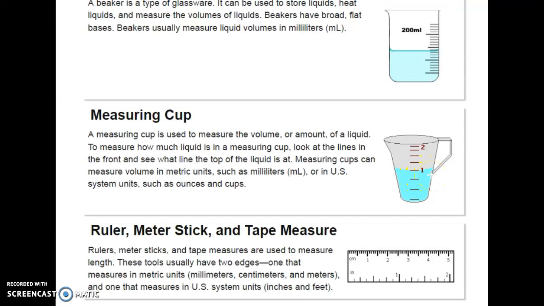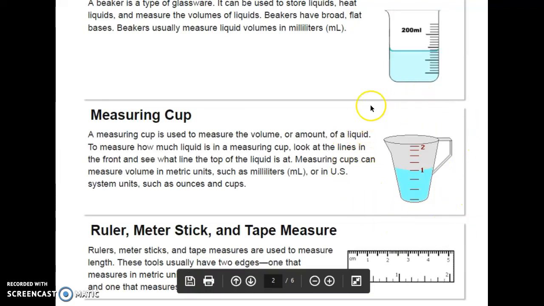Measuring cups can measure volume in metric units such as milliliters or in U.S. system units such as ounces and cups. So this one, if you like to cook, you might have used a measuring cup in a recipe before.